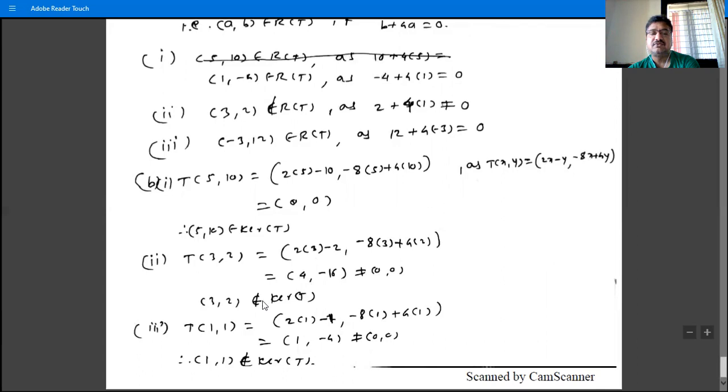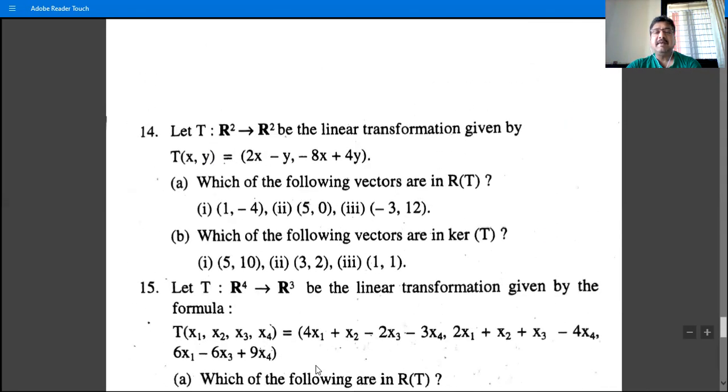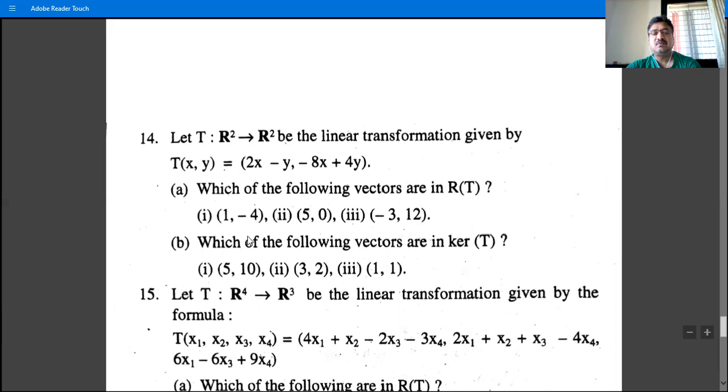It is not equal to (0, 0). And so (3, 2) does not belong to the kernel of T. And T of (1, 1), that is, substitute x and y both as 1, we have the answer (1, -4) as its image of (1, 1). It is not equal to (0, 0), and therefore (1, 1) does not belong to the kernel of T. So an element belongs to the kernel of T if its image is 0. So this is the answer of this 14.